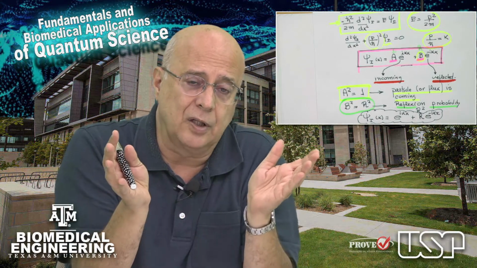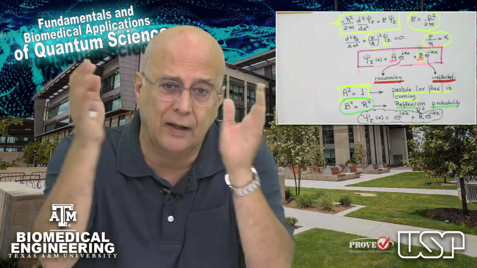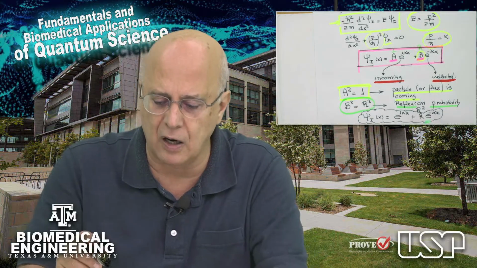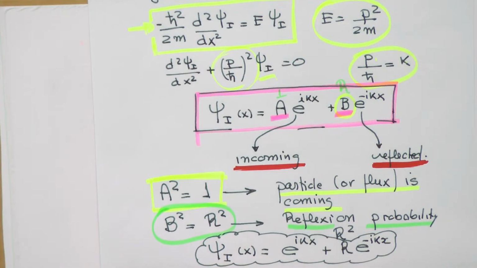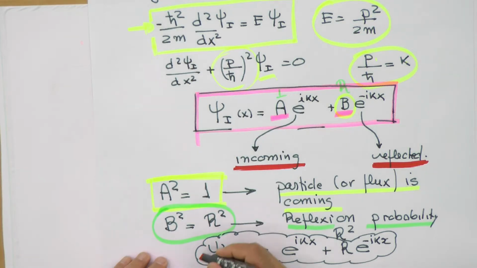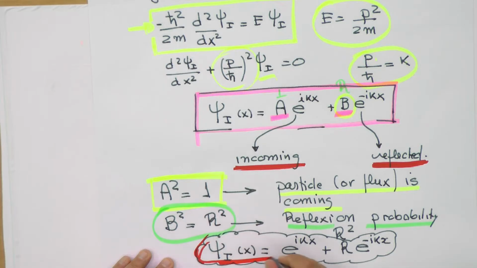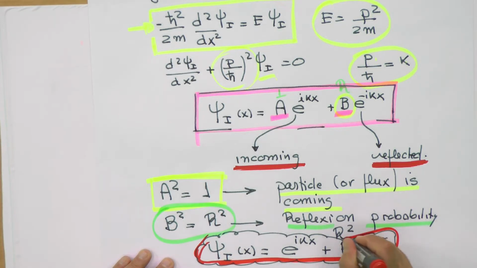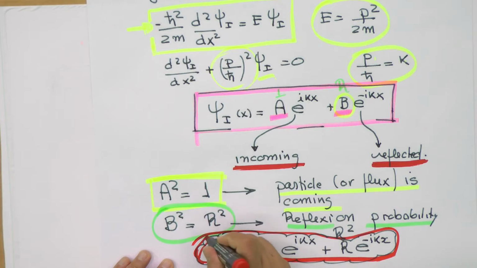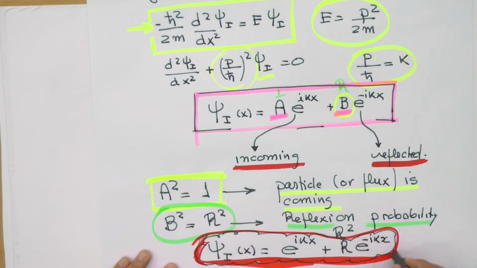Now, I cannot guarantee they will return. They may stick to the wall, I don't know. Therefore, I have to keep the R as a possibility for the particle to return, to be reflected, right? It's a reflection on the barrier. So that's the wave function we must consider, and that's the wave function we are always going to consider for that case. We have an incoming part and we have a reflected part.